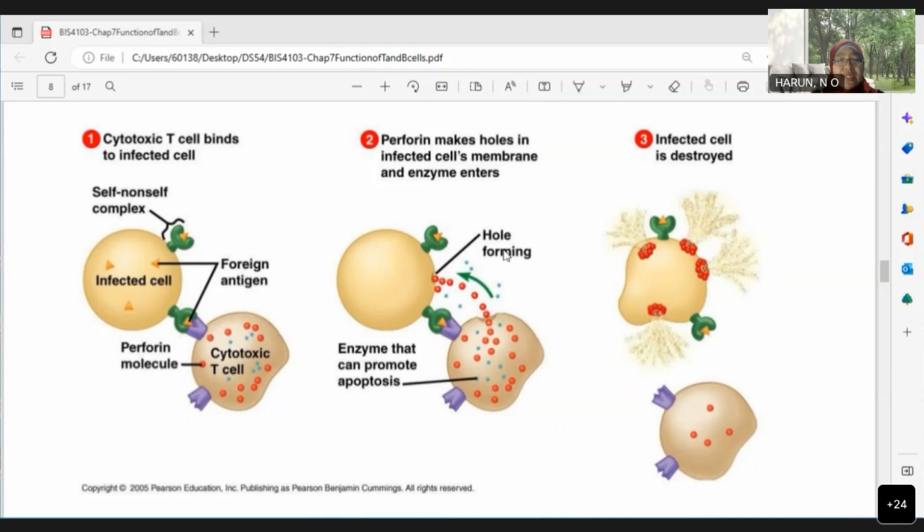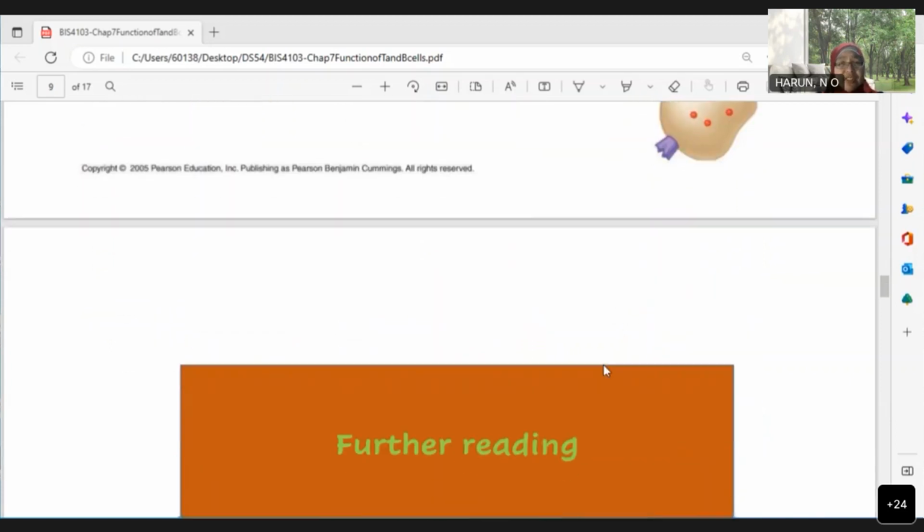Okay, so as you can see, this is how it looks. They have their hole forming enzyme that can promote apoptosis. So this particular enzyme produced by porphyrin will be released out so that it starts to promote the process of apoptosis to neutralize and crush the cell into very small particles. Then later the infected cell is destroyed. So this is how it looks when the cytotoxic T cell works on these invaders.